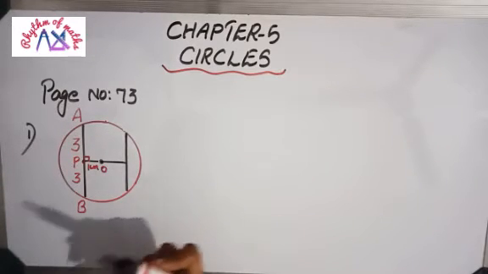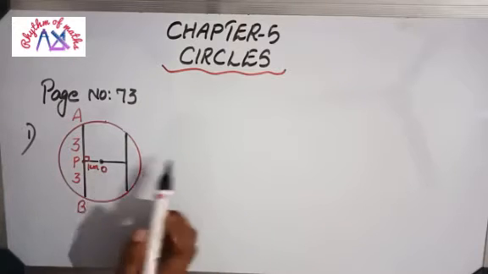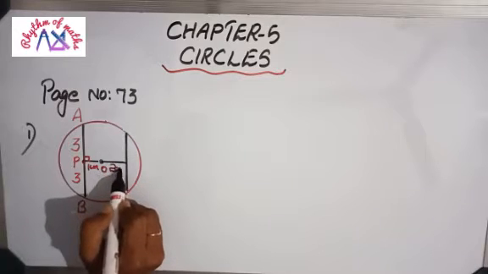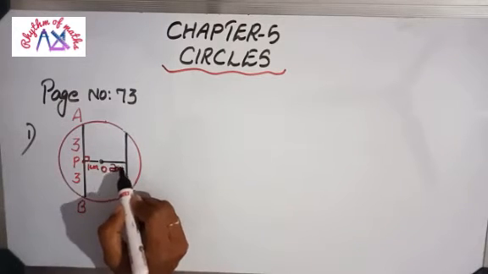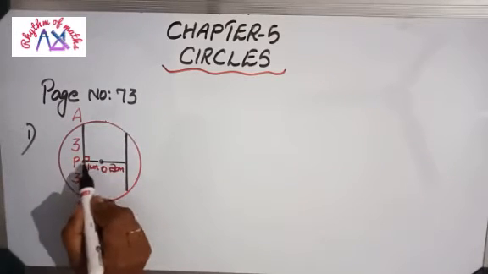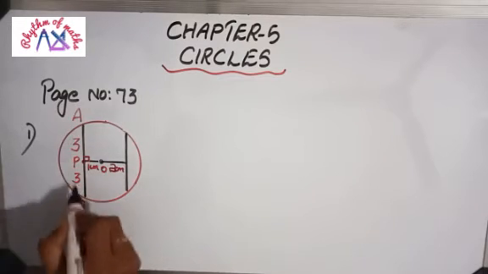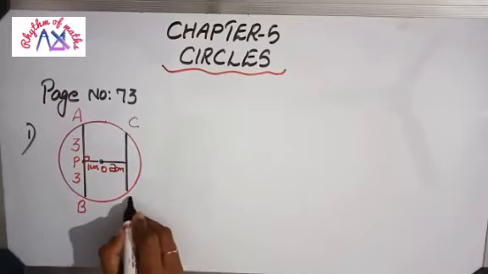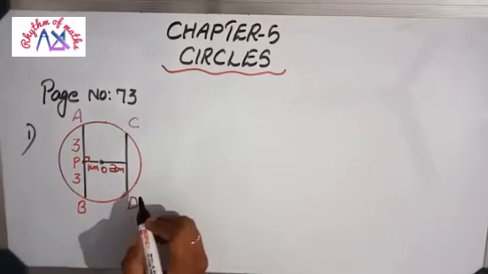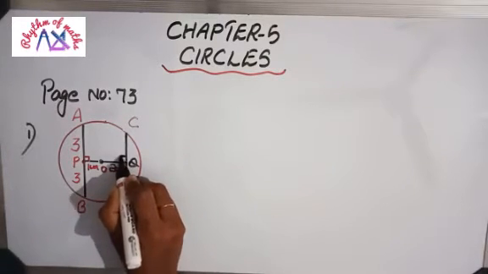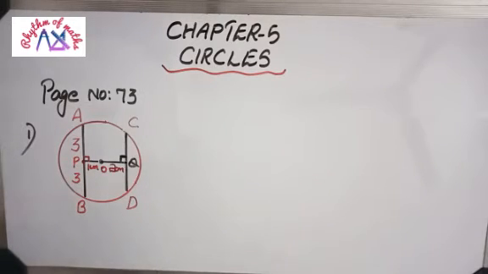Now the question is, if a chord is 2 centimeter away from the center, meaning the distance from the center is 2 centimeter, what will be the length of the chord? If the distance is 1 centimeter, the chord length is 6 centimeter. If the distance is 2 centimeter, what will be the length of the chord? Here let's mark this point as Q, and this is 90 degrees. Now to solve this, we need to find the length of the chord.